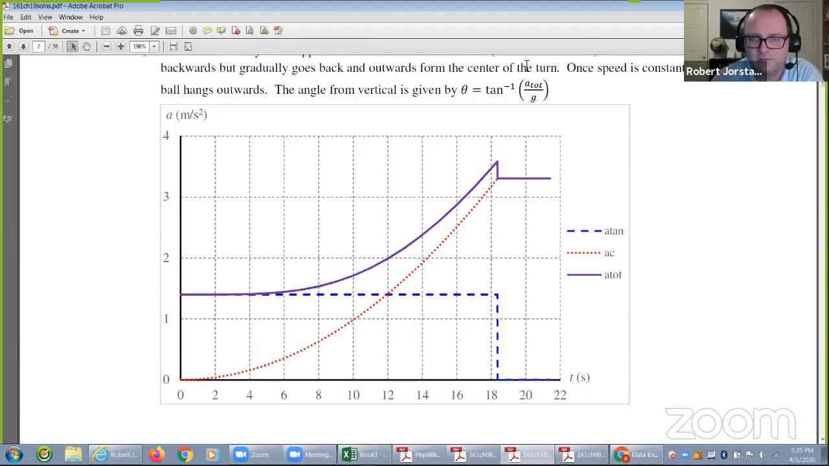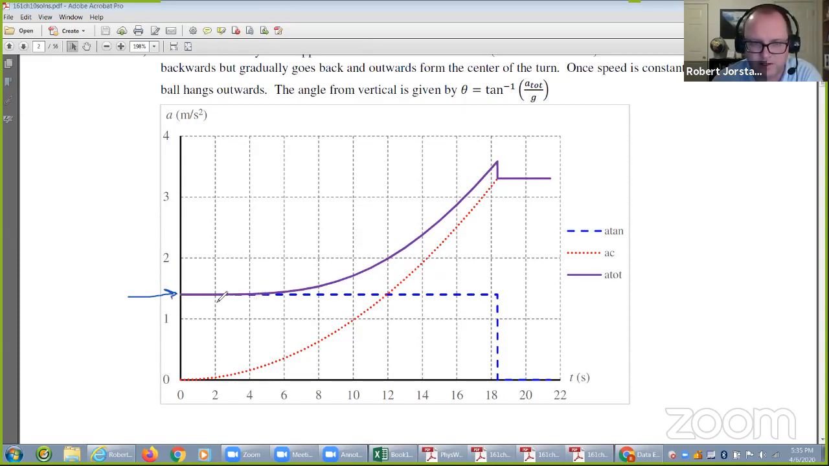So here's that A tan, right? Initially, all of the total acceleration, so the purple is the total acceleration, is almost all A tangential until you start speeding up. Once you start speeding up, we see that, oh crap, this red term really jacks up. And so the AC becomes a dominant factor as you get faster and faster. So as long as this builds up speed long enough, A tangential eventually becomes negative.